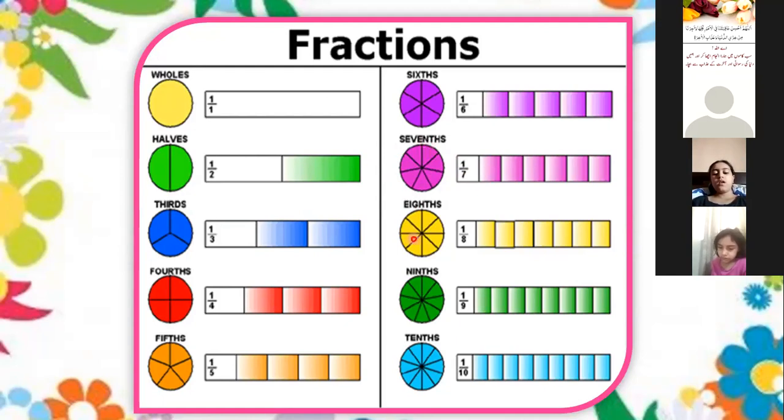In the same way, this shape is divided into 8 equal parts. Each part is called 1/8 and all the parts are called 8, because here the total number of parts is 8. So that's why we say 8.